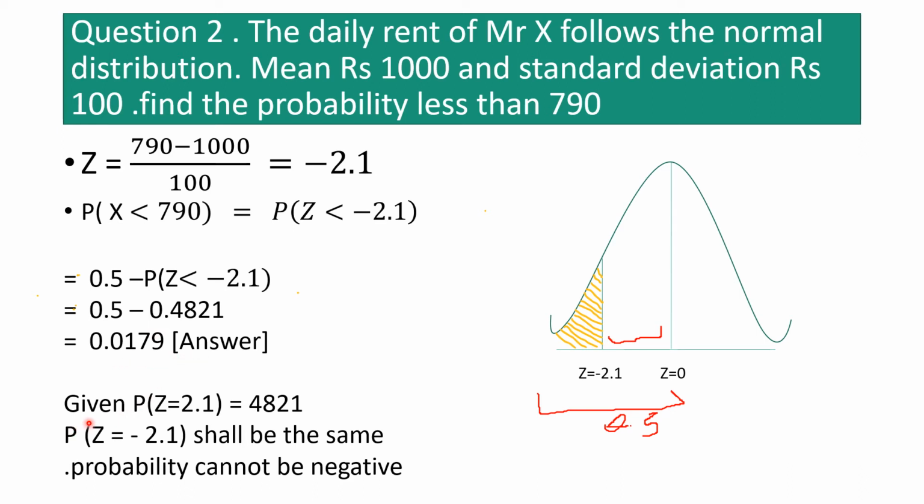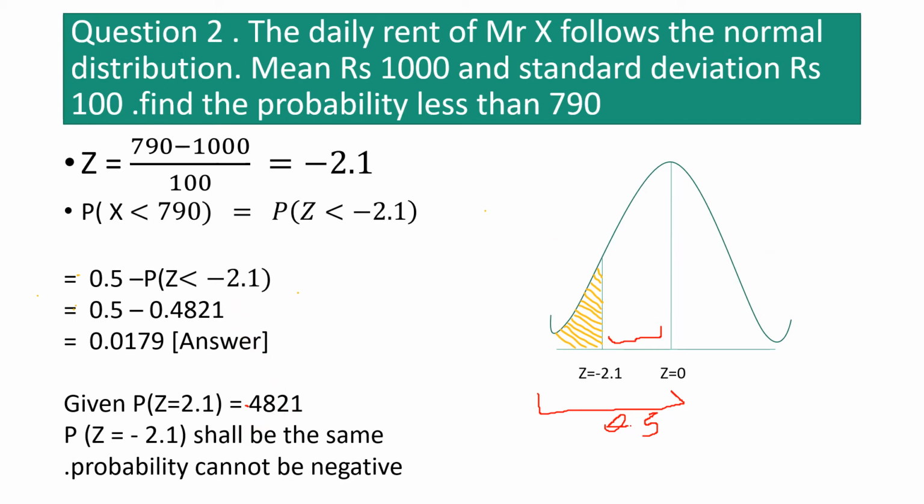Now see, what will be given in the question will be probability of Z is equal to 2.1 is equal to 0.4821. Something like this will be given to you in the paper, and mind it that the probability of Z is equal to minus 2.1 will be the same as probability of Z is equal to 2.1. So even if it is 2.1 or minus 2.1 doesn't matter, because the probability cannot be negative. So whatever is given to you here, 0.4821, you have to put the very value in this equation.